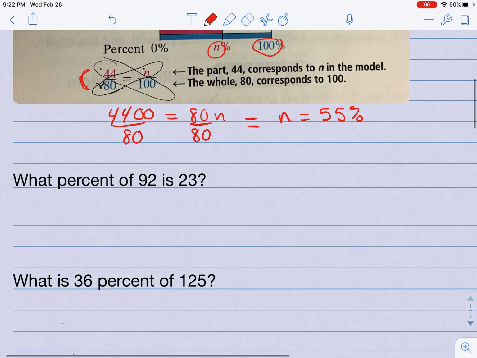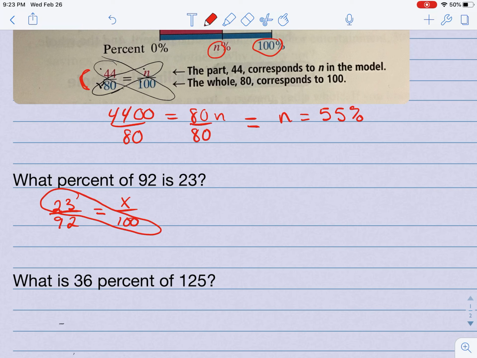But okay, so what percent of 92 is 23? So we take our part, that's 23, and our whole is 92. So that's going to equal our percent over 100. Because once again, to be a whole percent, it's always 100. So we can take our cross product, set them equal to each other.